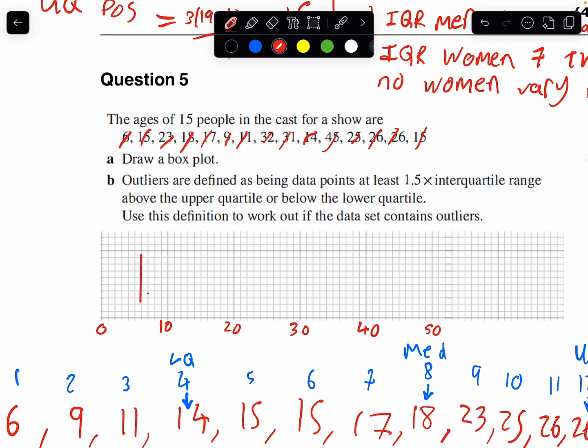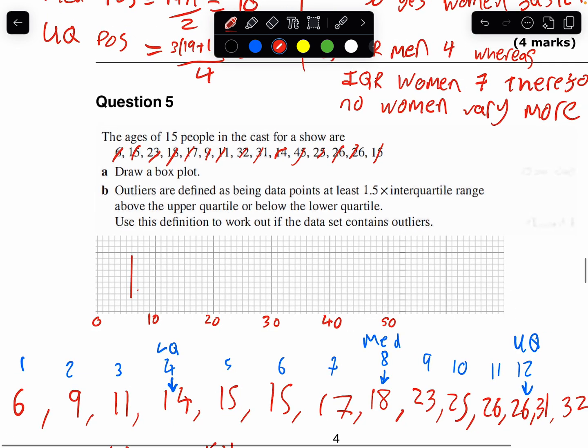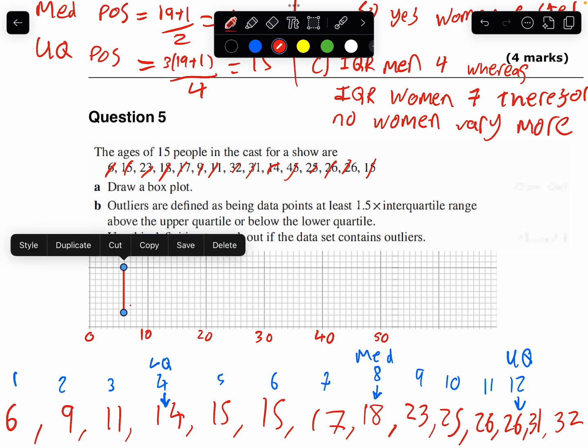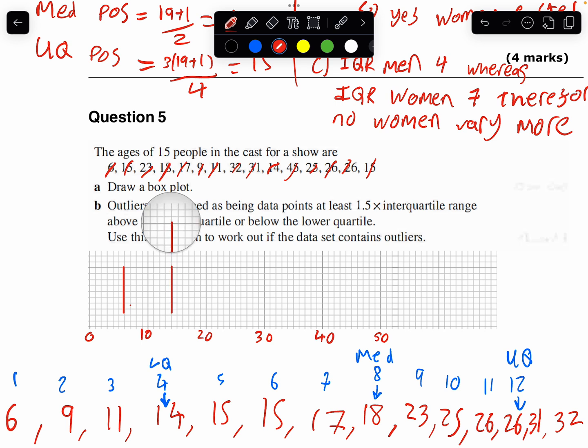That is at 6. My lower quartile is going to be all the way at 14, 11, 12, 13, 14. There. My median is at 18. Not there, on to the left.